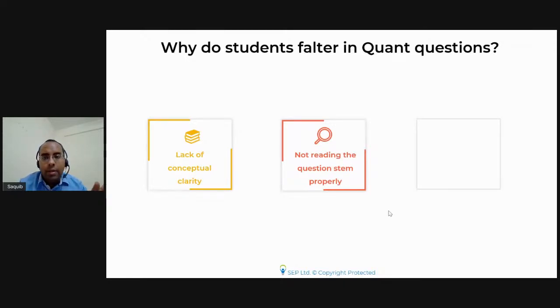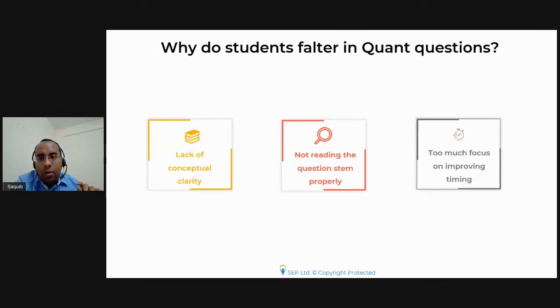Third is something which a lot of you have talked about, which is timing. A lot of you are saying that, hey, we don't have enough time, or we take a lot of time to solve the question. And these things also cause nervousness because you're focusing on improving your time a lot. This doesn't go for only quant, but it goes for verbal also, right?